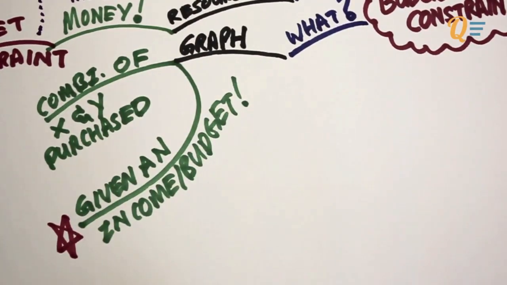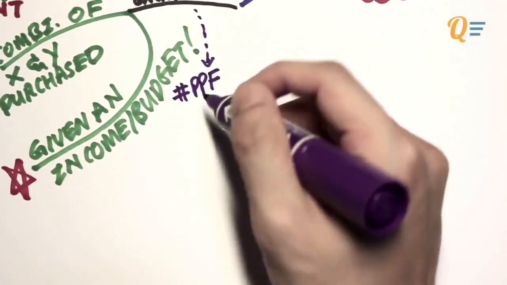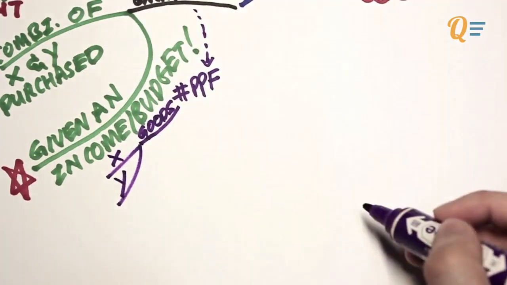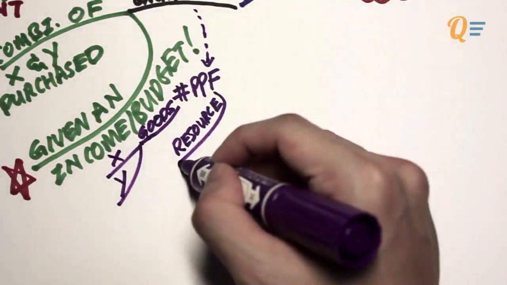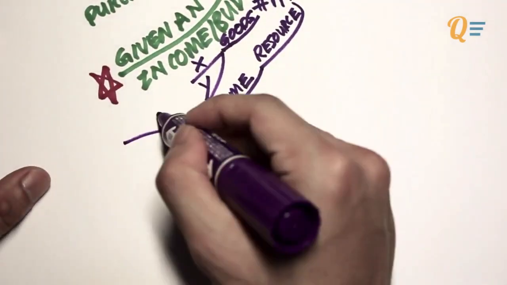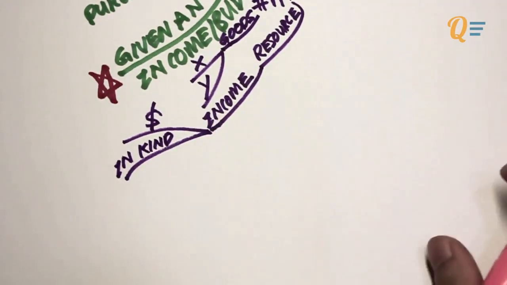Now, this is the reason why you might find this familiar. If you recall in the previous chapter, we understood the PPF. We are still talking about two types of goods, so it's X and Y. The difference is that now the resources, instead of labor or capital, is now income. And typically, income comes in the form of money, right? But we've got income in kind as well.